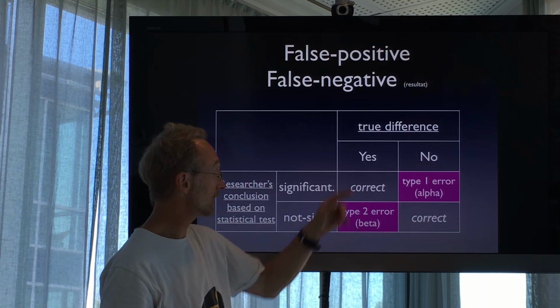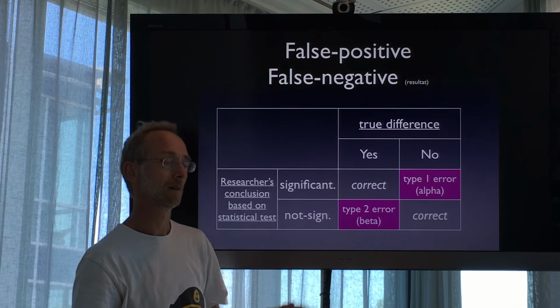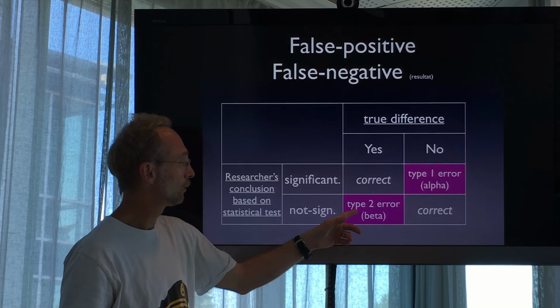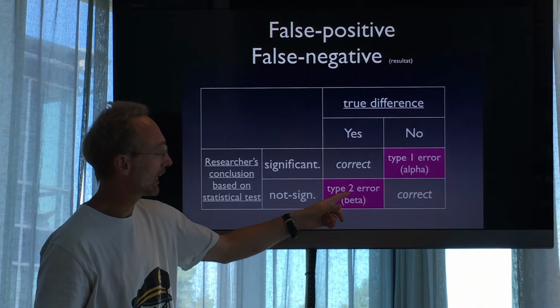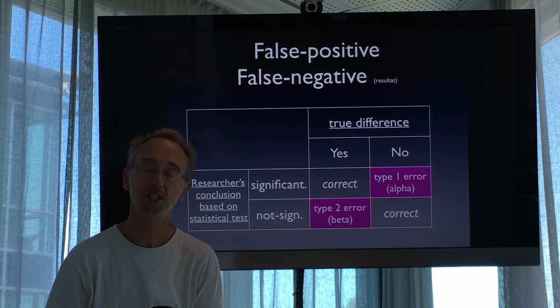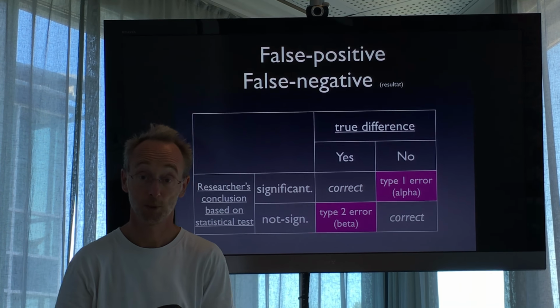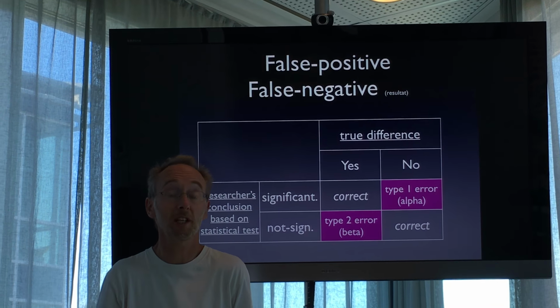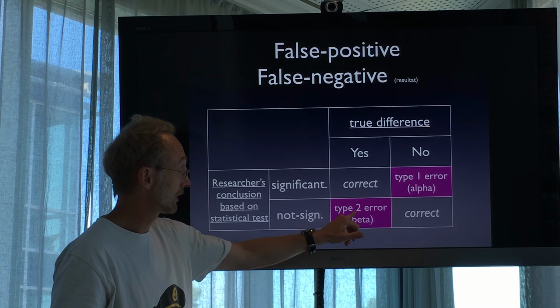If instead there is a difference, but I say, no, there was no difference, okay, we've committed a beta error, a type 2 error. We failed to note a difference which is actually true. We failed to see it. We missed it. A type 2 error.